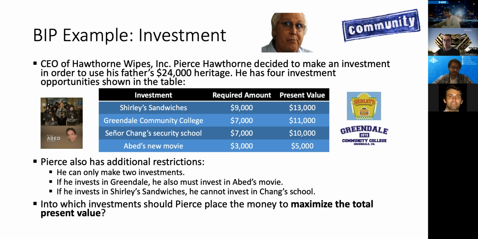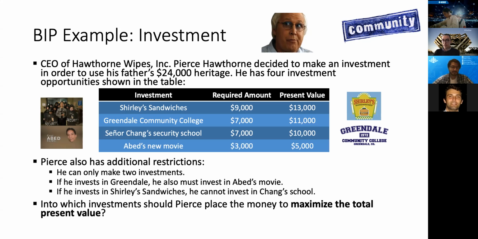He can invest in Shirley's Sandwiches, Greendale Community College, Senior Cheng Security School, and Abed's new movie. He should invest a certain amount, which will bring some value. The required amount is on the left, and the present value, which means how much money he will obtain, is shown on the right. We also have additional restrictions. He can only make 2 investments. If he invests in Greendale, he must also invest in Abed's movie. If he invests in Shirley's Sandwiches, he cannot invest in Cheng's school. The question: into which investments should Pierce place the money to maximize the total present value?